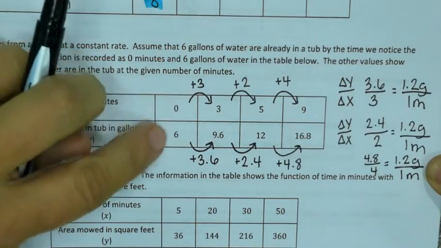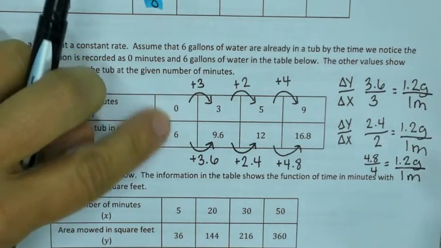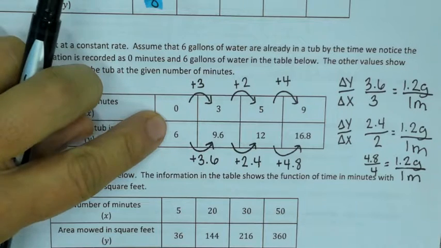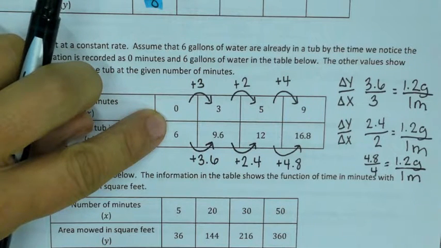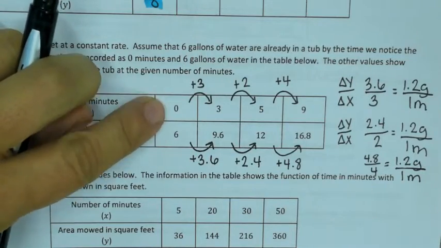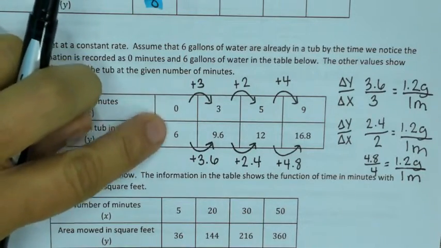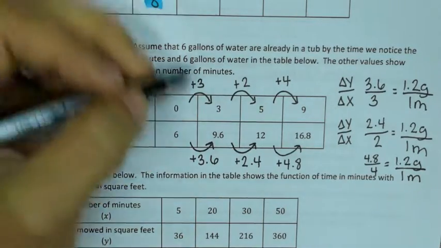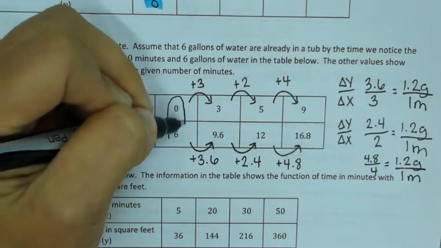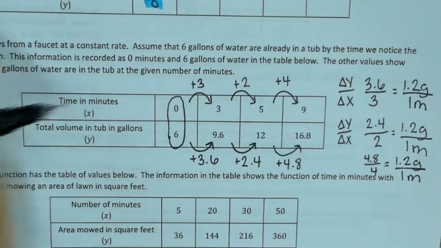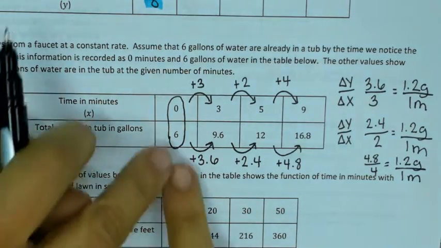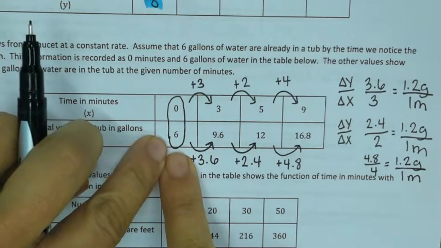Can you tell me about this number? Is this number important right here? Look where I'm pointing. Tell me about this number. What is this describing in the situation? In when? 0. In 0 minutes. So before I did what? Before what happened? Before we turned the water on, there was already 6 gallons.